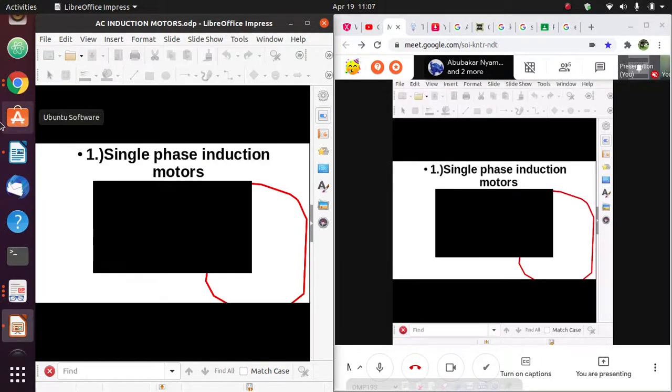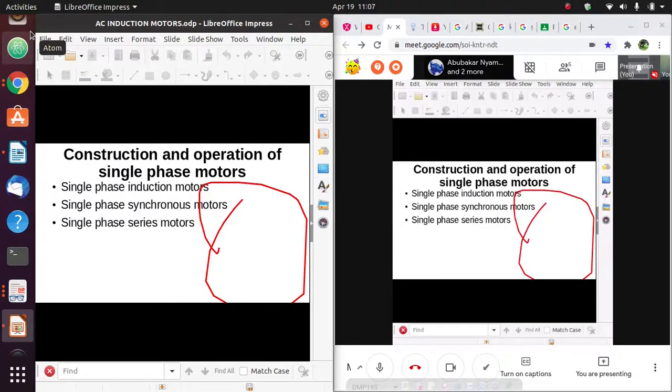Now let us look at induction motors, single-phase induction motors. I will play a very short clip, and then we will discuss in detail as we move forward.